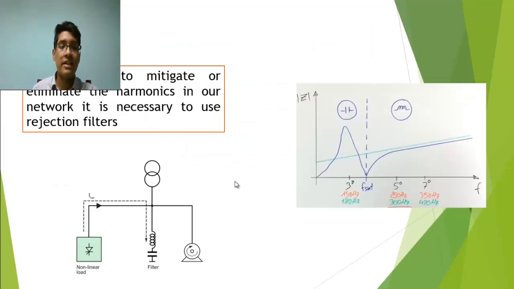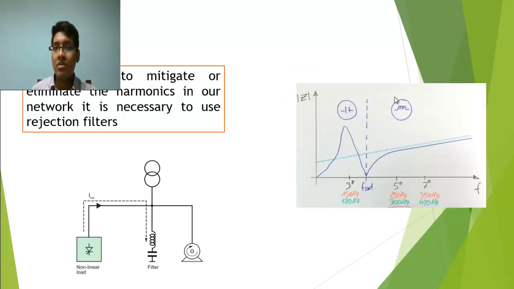If we want to mitigate or eliminate harmonics in our network, it is necessary to use rejection filters. These filters are composed of an inductance and a capacitor in series. In this way, we establish a tuning frequency from which we will reject the resonance phenomenon.